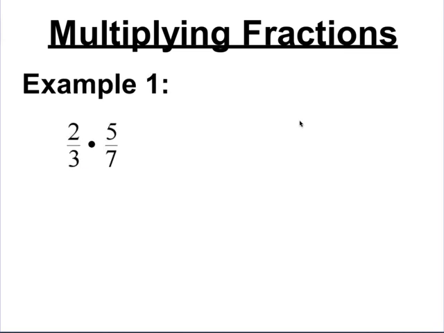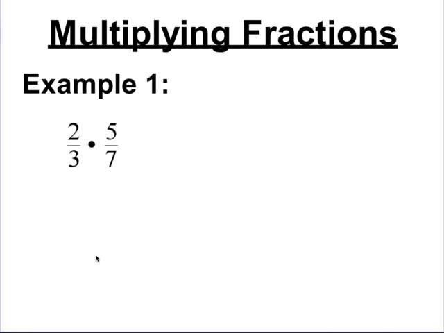So here's example 1. Problem is 2/3 times 5/7. So the first thing I want to look for is, can I simplify either fraction? 2/3 is already in simplest form. 5/7 is already in simplest form. I'm also allowed to look diagonally. Can I simplify 2 and 7? Well, the answer here is no. What about 3 and 5? The answer again is no.